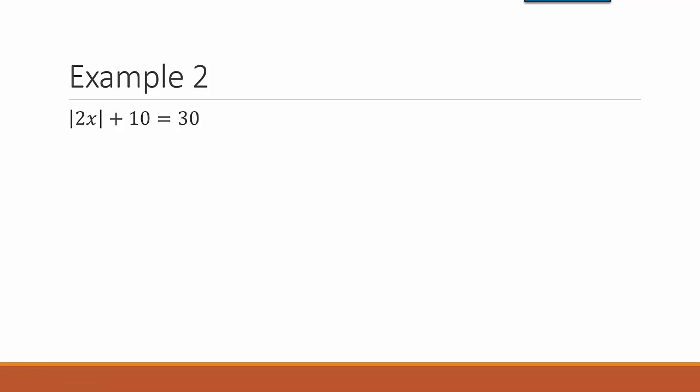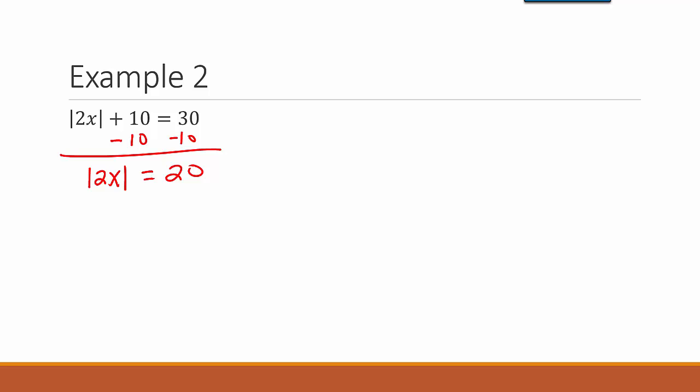Okay. The absolute value of 2x plus 10 equals 30. So as you can see, on the left-hand side, we have a plus 10, which is not inside the absolute value symbols. The first thing that we want to do is to move this plus 10 using our addition principle. We would subtract 10 from each side. So now we get the absolute value of 2x equals 20, which is valid.